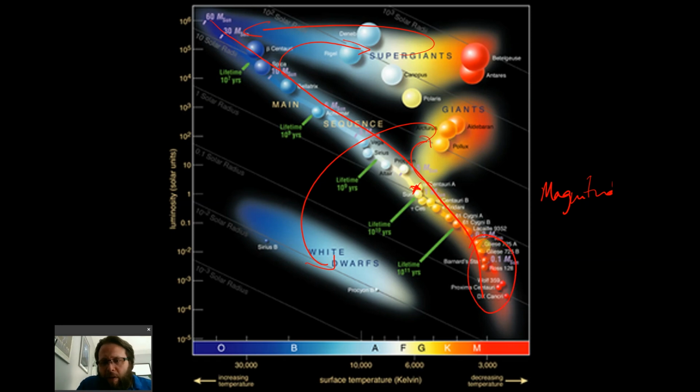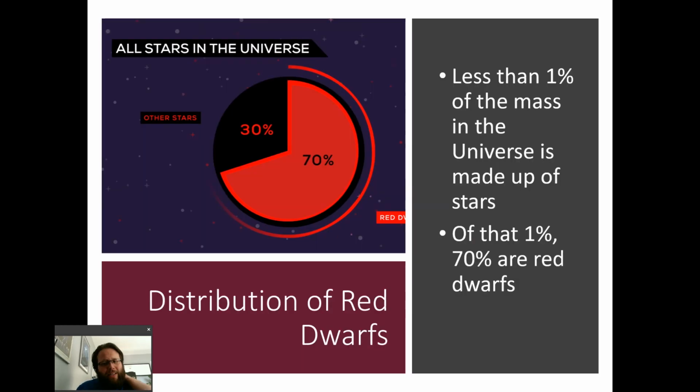I know it's a bit blurry, but Gliese 775A, 725B. We've been looking at a lot of exoplanets in that region, and I'm going to go into that in a minute. Now, for something which is so small on this diagram, you might be surprised to know that actually red dwarfs make up about 71% of all the stars in our galaxy. Not only have we observed that in our own galaxy, we've observed it in other galaxies as well. Now, we know that less than 1% of the entire mass of the universe is made up of stars. And of that 1%, we're saying 70% are red dwarfs.